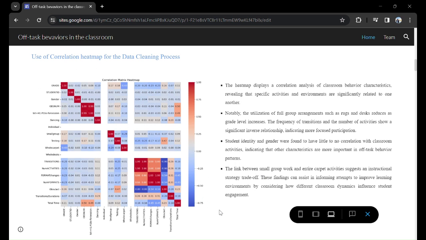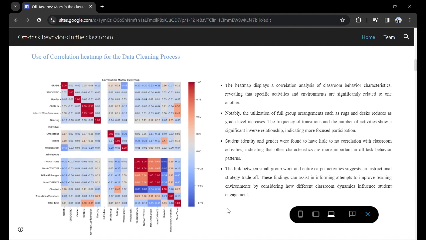Interestingly, as grade level rises, fewer whole group arrangements like carpets and desks are used. There is a significant inverse association between the number of activities and the proficiency of transitions, which suggests more targeted participation. It was discovered that there was little to no relationship between students' identification and gender and classroom activities, suggesting that other factors play a more significant role in off-task behavior patterns. The relationship between whole carpet exercises and small group work points to a trade-off in instructional strategies.